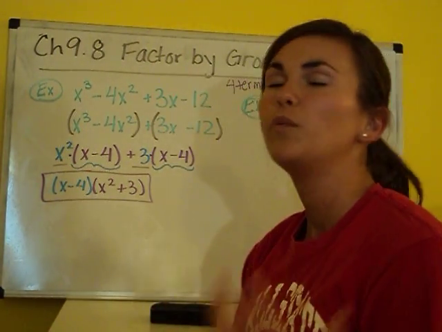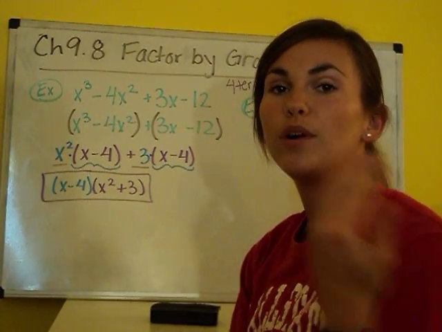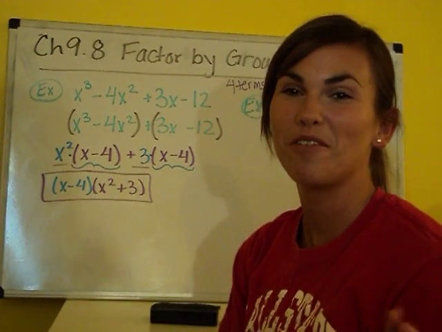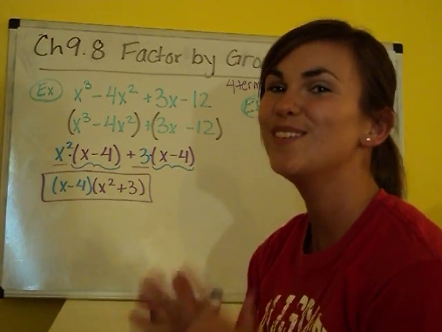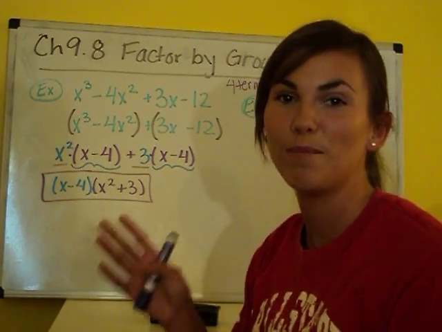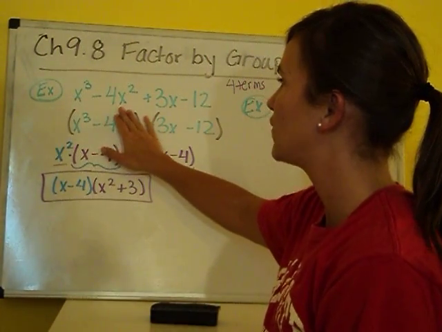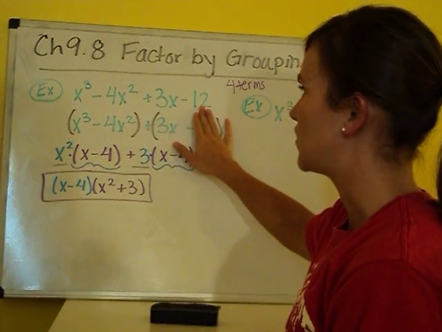Okay, so when we group these things, we're going to be pulling out greatest common factors, and then we'll be pulling out another greatest common factor, and then we'll be done. Okay, so it's using exactly what we know how to do to solve a bigger problem. Okay? So here we have x cubed minus 4x squared plus 3x minus 12.